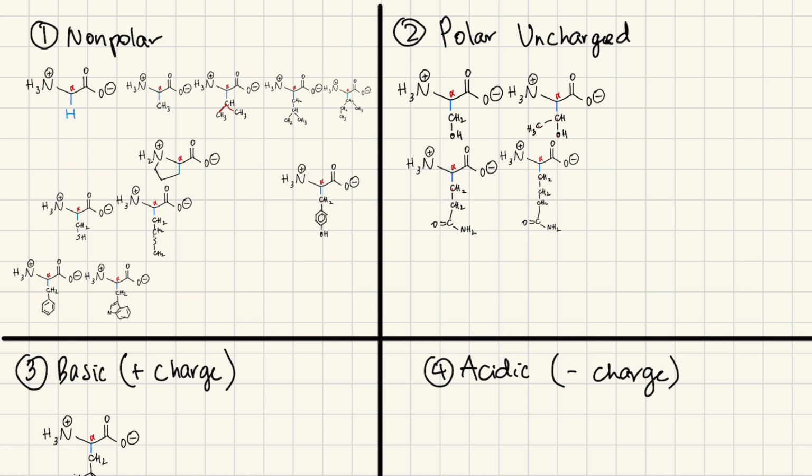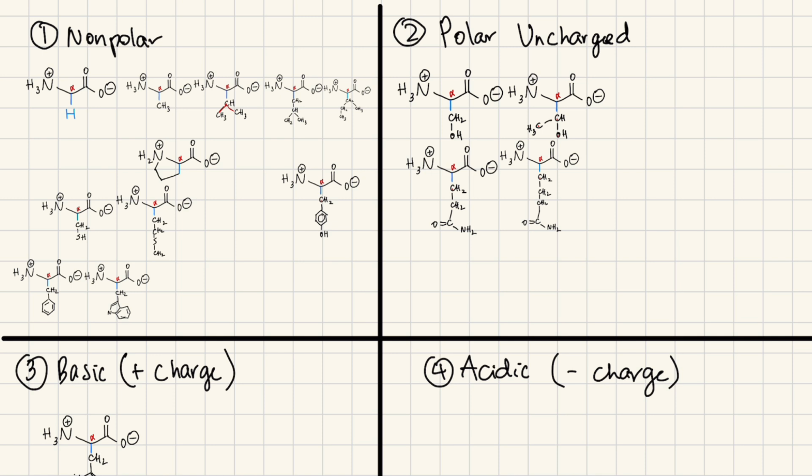Okay, moving on to our second to last group. We're going to look at the basic amino acids. So the basic amino acids are also known as the positively charged amino acids. This might be the last group, actually. That would be nice. So let's take a look.